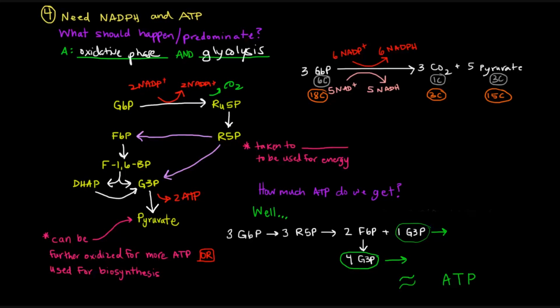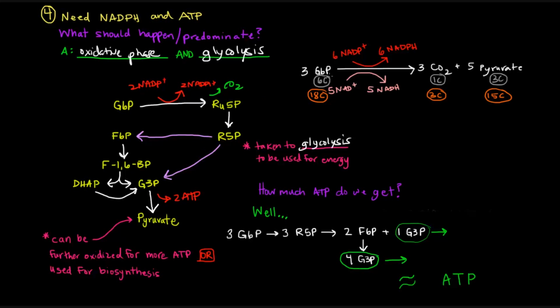Okay, so basically what happens is the R5P that's made here is taken to glycolysis essentially, via the non-oxidative phase, to be used for energy. So now we're getting 2 ATPs for every G3P that we get here. And then of course once we have this pyruvate, that pyruvate can be further oxidized for more ATP or used in a biosynthetic pathway, whatever is necessary.